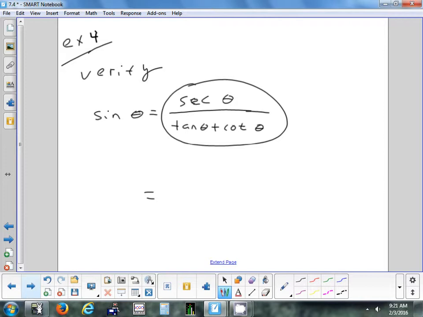Okay, any thoughts on what I should try to do to the right-hand side? Yeah, I would write everything as sines and cosines. Sometimes we don't know what's really going to happen when we do that. We're not sure where we're going. But try it and kind of see what happens as you get going. Okay, so I'm going to write secant: 1 over cosine. Tangent is sine over cosine. And cotangent is cosine over sine.